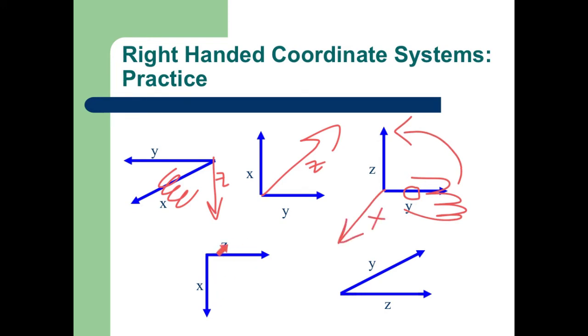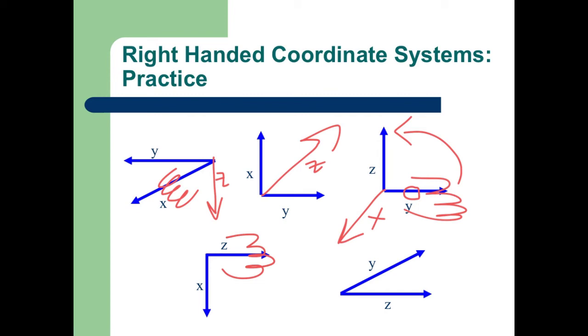All right, let's try this one. We have X and Z, and this is one that people frequently mess up on, because they think, oh, I go from X to Z because X comes before Z. But remember, X to Y, Y to Z, Z to X. So I'm going to put my fingers in the direction of the Z axis so that my palm is facing the X direction. So my hand is straight out, but my palm is down.